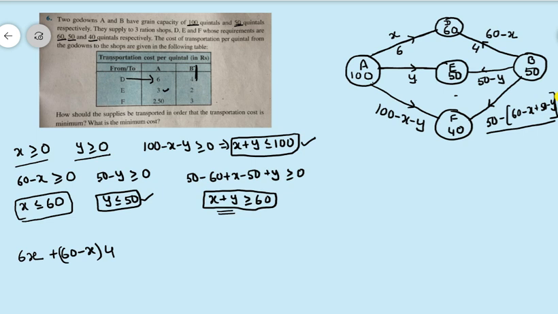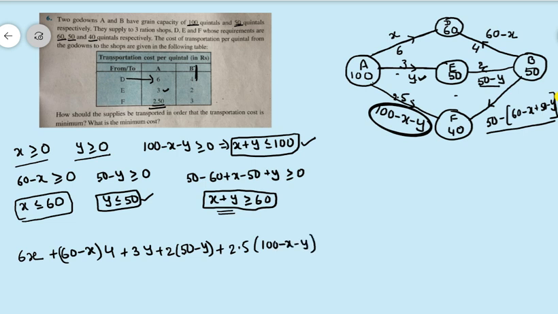Again from A to E the transport cost is 3 rupees per 1 unit, but we are transporting here y units, that's why it becomes 3y. Again from B to E the transport cost is 2 rupees for 1 unit. Here we are transporting 50 minus y, that's why the transportation cost becomes 2 into (50 minus y). Next from A to F the transport cost is 2.5 rupees for 1 unit, but we are transporting these many units, so the transport cost is 2.5 into (100 minus x minus y).